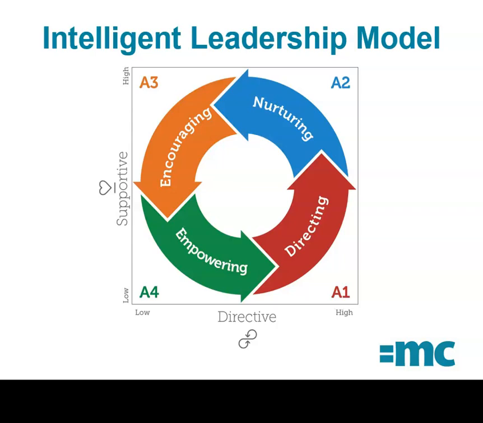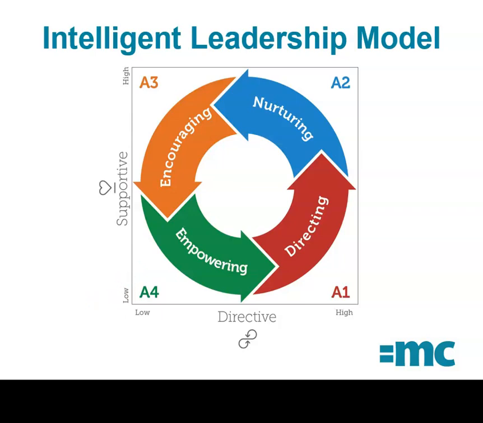This model depicts 4 different management styles over 2 variable behavior clusters. Let's take a moment to describe how this looks. We can imagine the 4 styles as 4 equal quarters of a circular dowel, a bit like a pie cut into 4 slices. Each slice represents one of the 4 management styles, which are directive, nurturing, encouraging, and empowering.